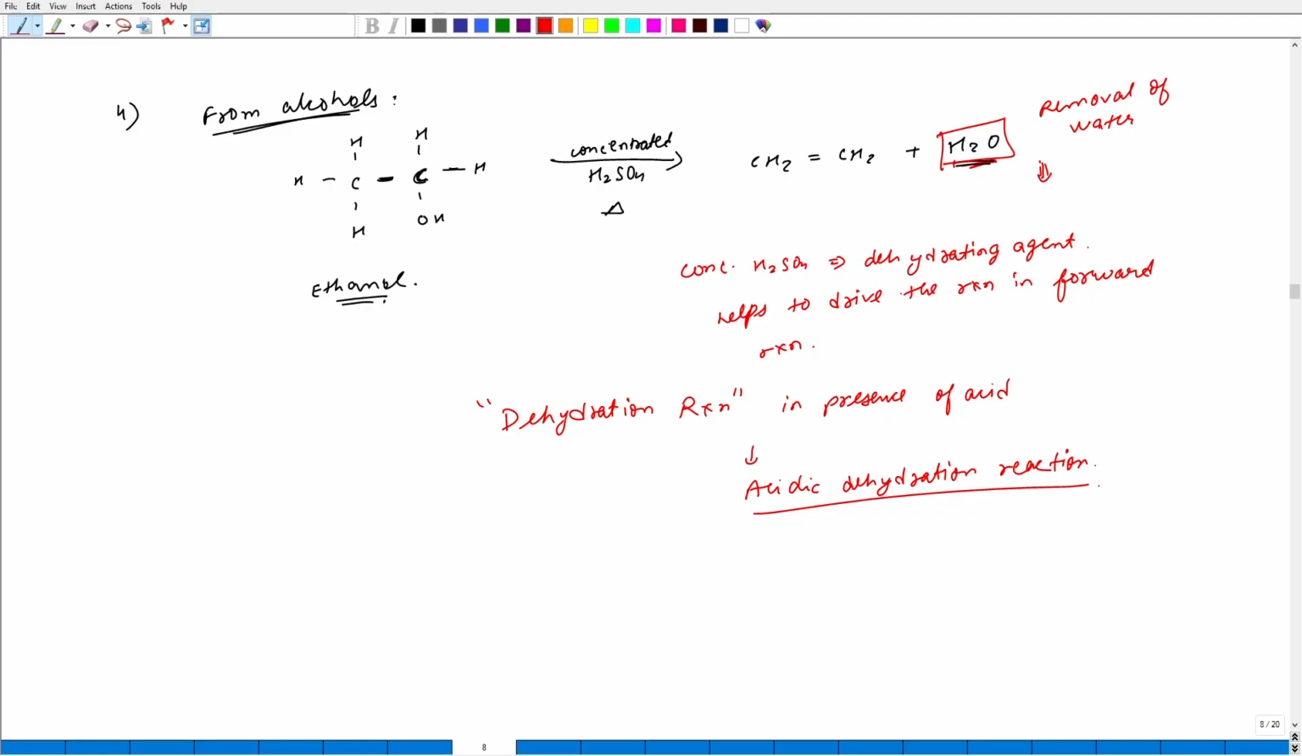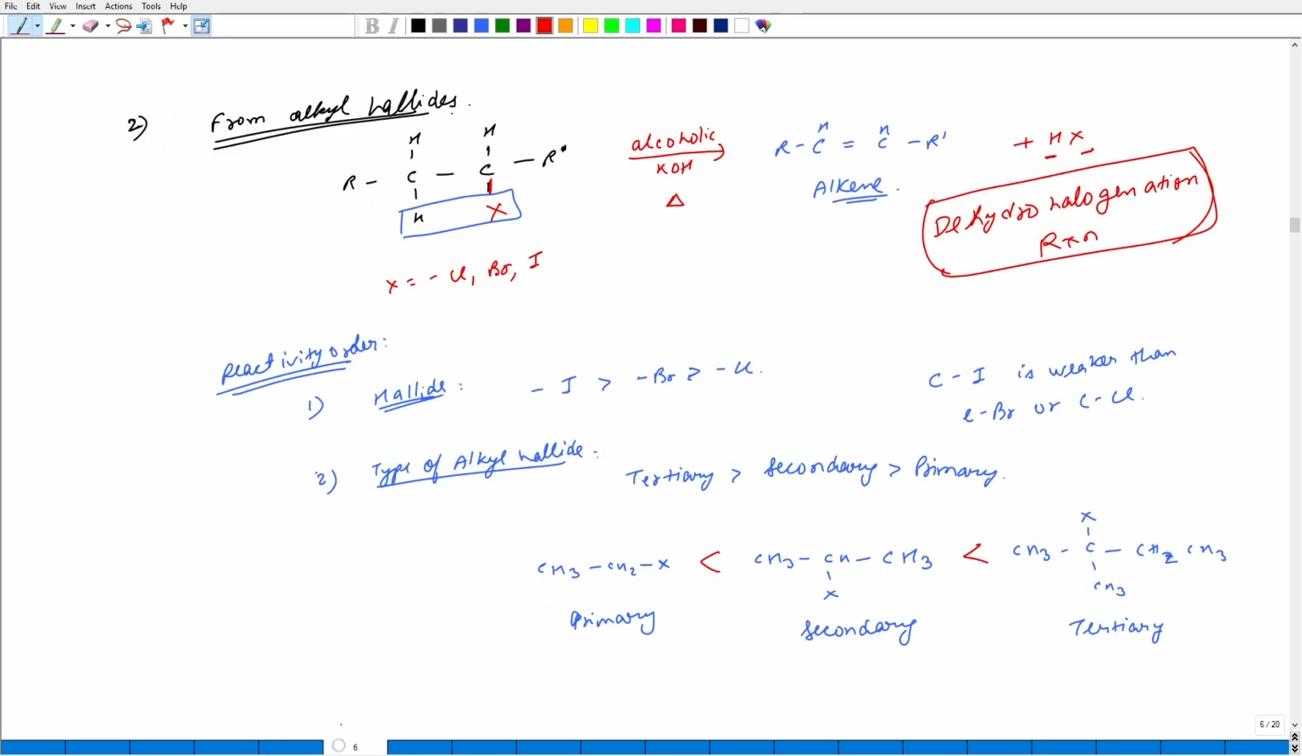Because the dehydration is taking place in the presence of an acid, and the acid we are using here is concentrated H2SO4. The purpose of using concentrated H2SO4 is that it is a dehydrating agent, and its role is to absorb the water molecule that is produced as a side product in the reaction. That will help the reaction to proceed in the forward direction more and more due to the Le Chatelier principle. Okay. So, these are the procedures by which we can synthesize the alkenes.